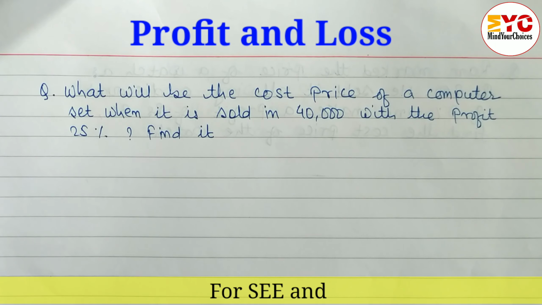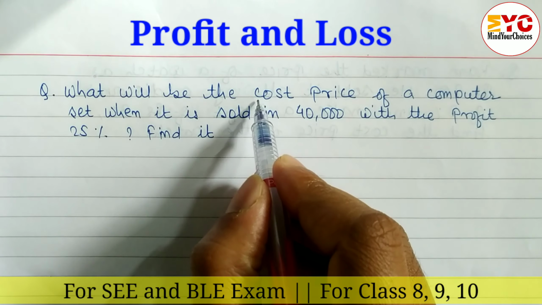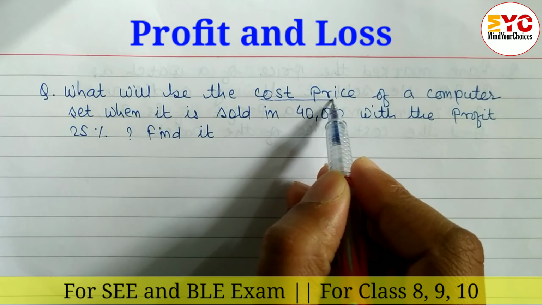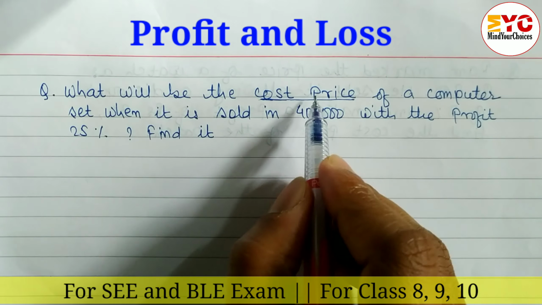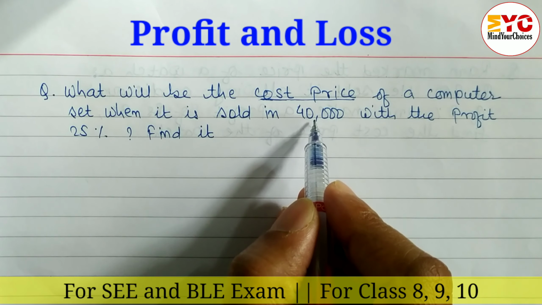This question is taken from profit and loss. You can see here we have a question. What will be the cost price? It means what we have to find out. Cost price we have to find out. Already mentioned here: what will be the cost price of a computer set when it is sold for rupees 40,000?